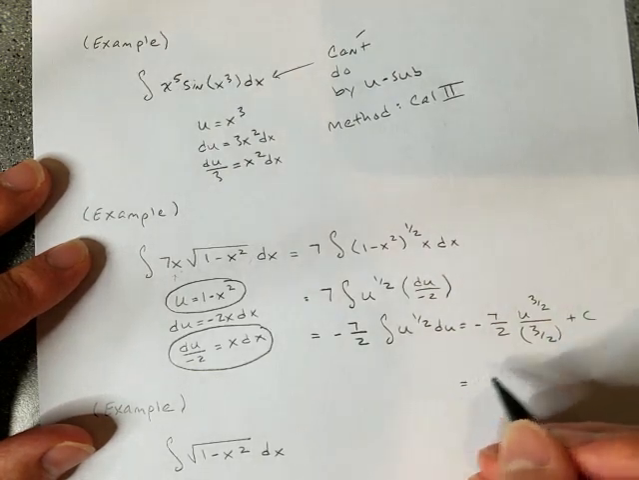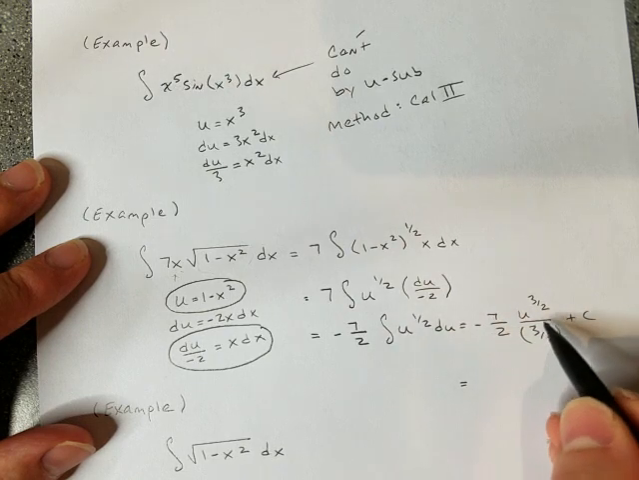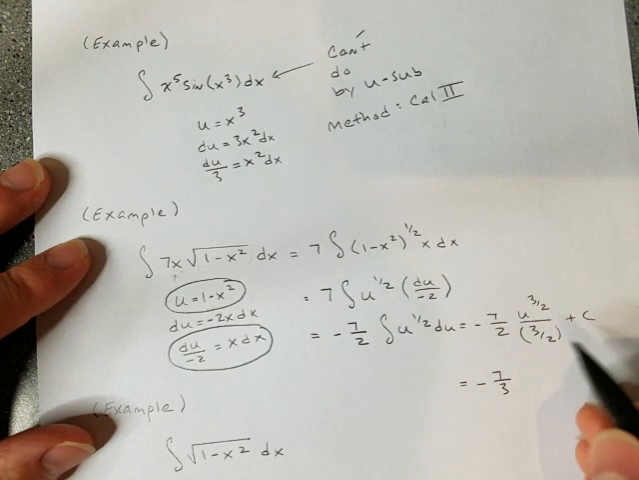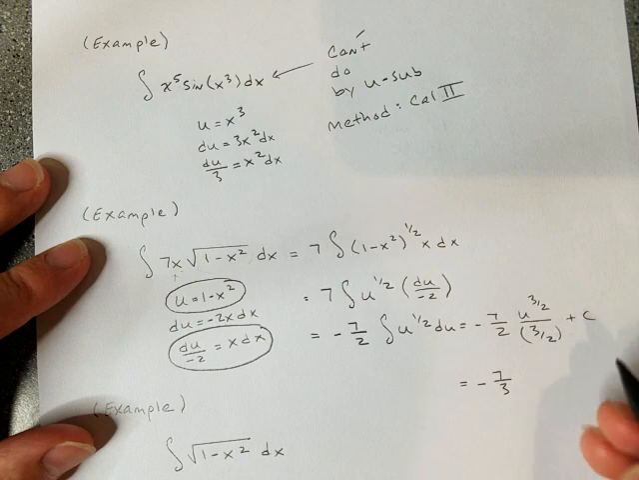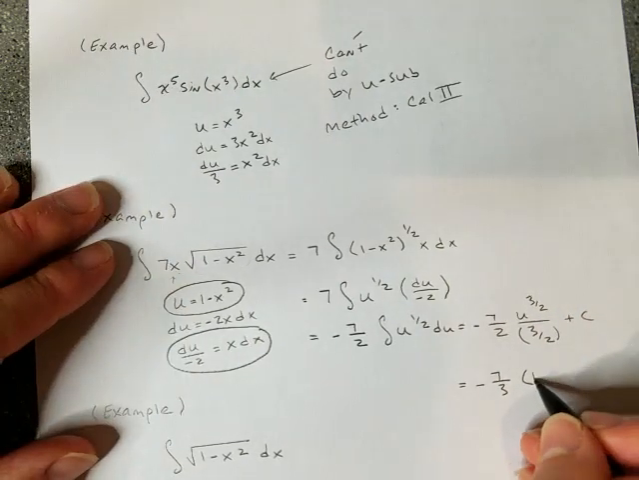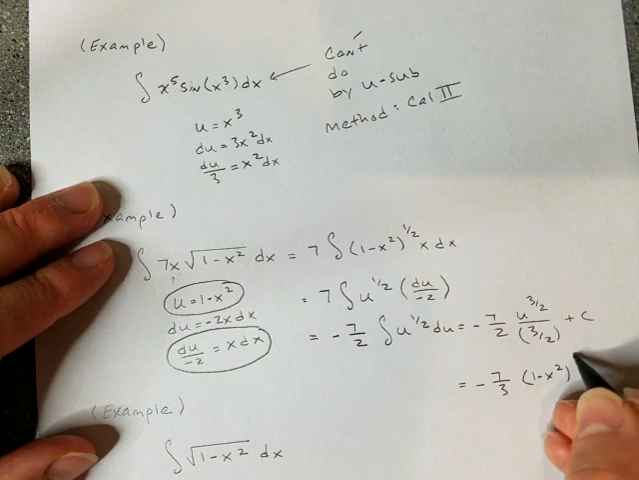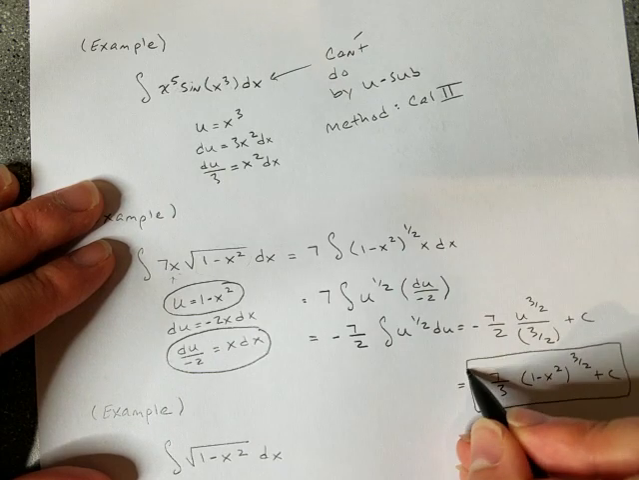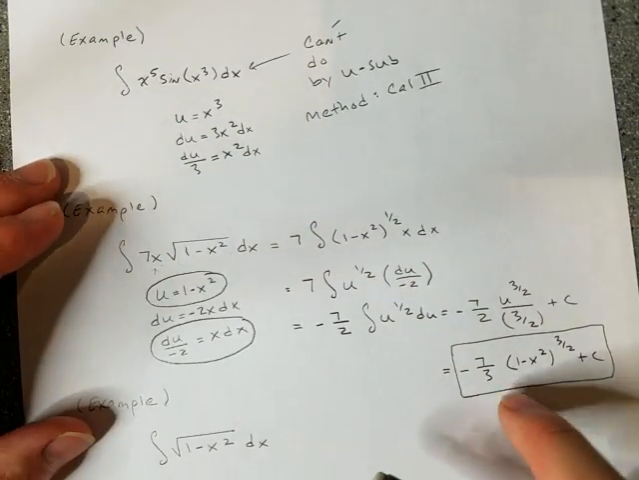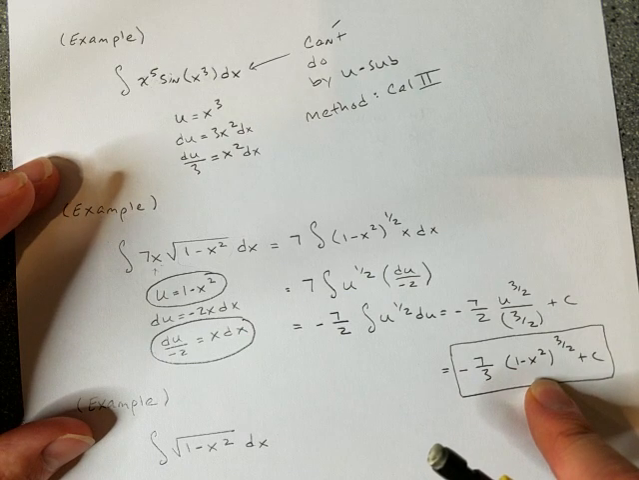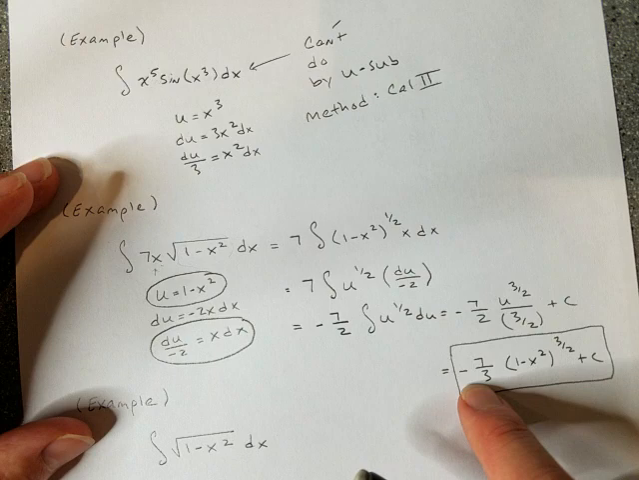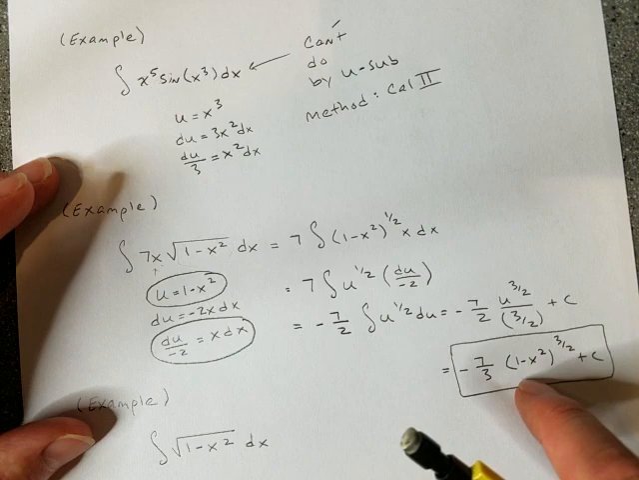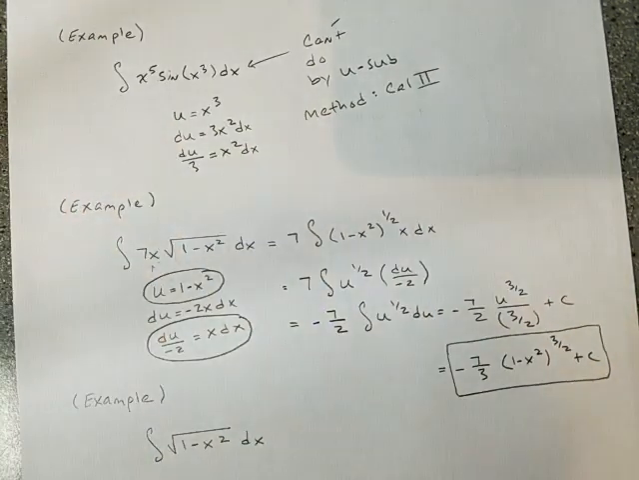Turns out then that this is -7/2 times 2/3. So it's going to be -7/3. 7/2 times 2/3. U is 1 minus x squared to the 3/2 plus c. All right, so we got that one. Maybe you can see how when we check this, I'll bring that 3/2 to the front. It'll get me a 7 and 2. Then the derivative of that inside is a -2x. Through canceling, I'm going to get that 7x. Okay, but check it and you'll see.